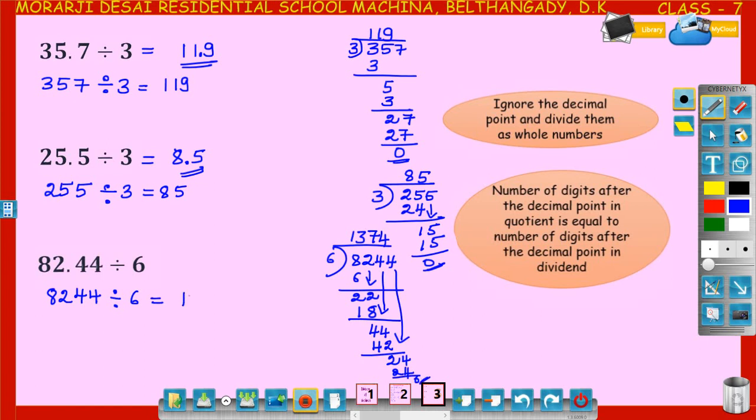That is 1374. 8244 divided by 6 is equal to 1374. Now put the decimal point. In the dividend, that is 82.44, we have 2 digits after the decimal point. So in the quotient also, that is in the answer also, it should have 2 digits after the decimal point. So the point should be here, that is 13.74. 82.44 divided by 6 is equal to 13.74.